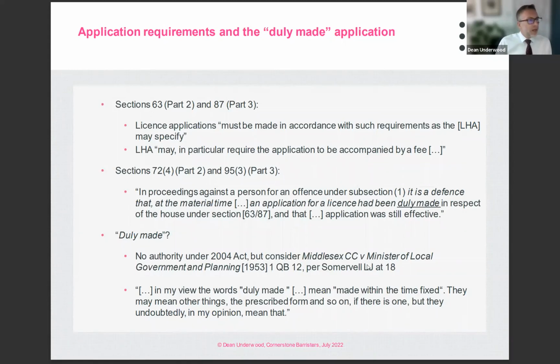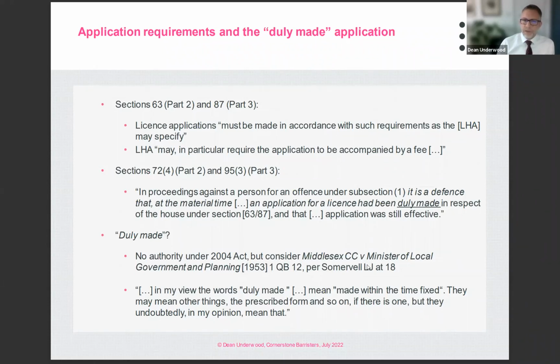So section 63 for the purposes of part 2 and section 87 for the purposes of part 3 provide that license applications must be made in accordance with such requirements as the local housing authority may specify, and that local authorities may in particular require the application to be accompanied by a fee.